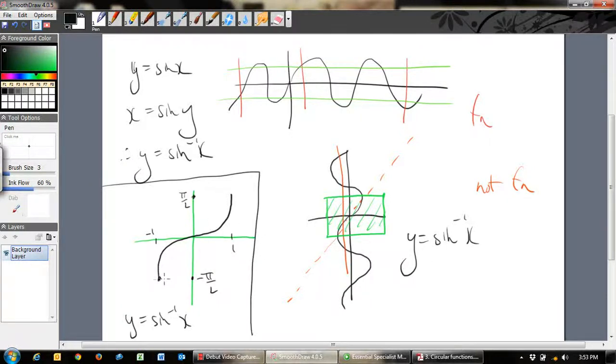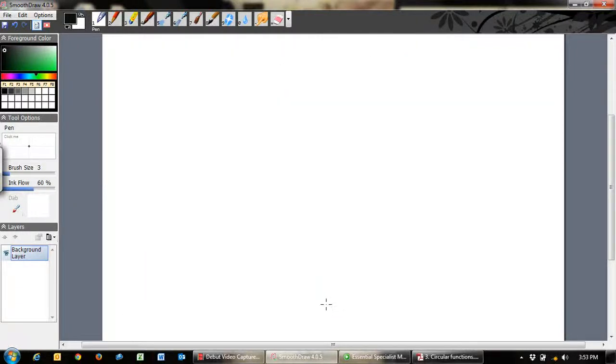It starts at -1, negative pi on 2, and curls up and finishes at 1, pi on 2. It goes through the origin, nice and easy. Okay, let's have a look at the cos.